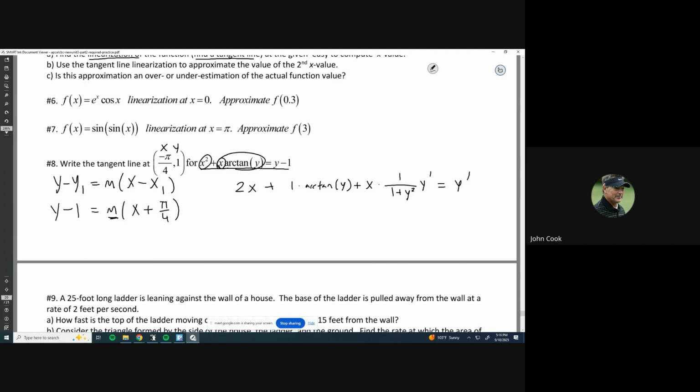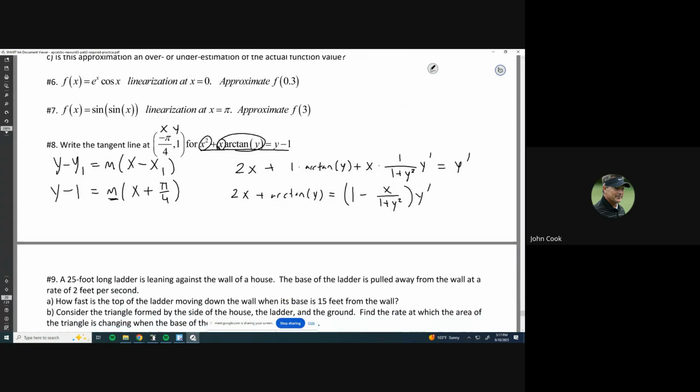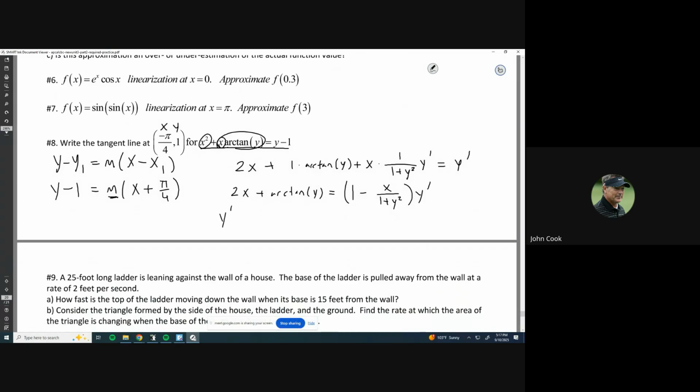So I want to get all the y primes on one side, so I keep the other stuff on one side, 2x plus arctan of y. And then I subtract the other stuff over, so I've got y prime minus x over 1 plus y squared y prime. Factor out the y primes, so that gets me to 1 minus that. And then, to keep y prime by itself, just divide both sides. So y prime is equal to 2x plus the arctangent of y over 1 minus x over 1 plus y squared. And then if I plug in my x value and my y value in the coordinate, so y gets a 1 in it, let's see what we get.